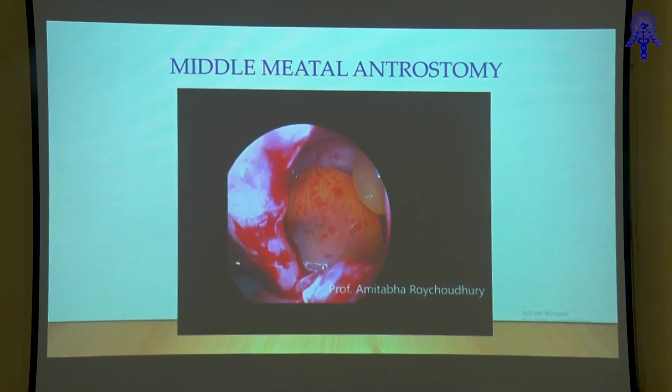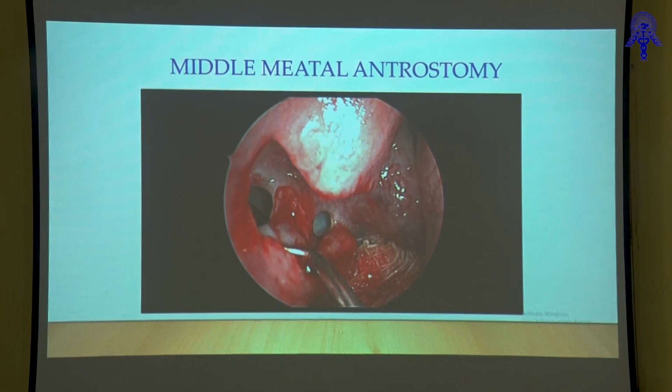Anteriorly, you can have anterior fontanelle. Posteriorly, you can have posterior fontanelle. And when there is an accessory ostium present, you will have to join these two. This is natural ostium here, and this is an accessory ostium.